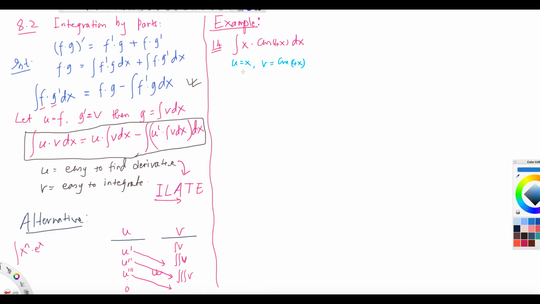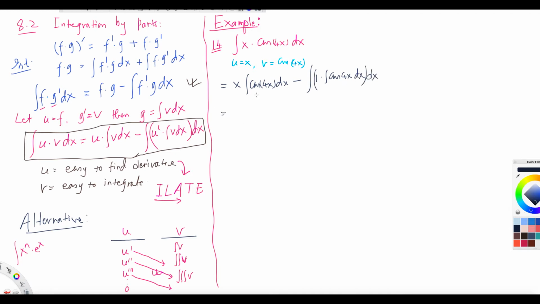The integral of u times v equals, so let me write that down. This is u, and this is v. What is the formula? u times the integral of v. So u is x, and the integral of v, cosine 4x dx, and then minus the integral of the derivative of u. What is the derivative of u? The derivative of x is 1, times the integral of cosine 4x dx, and then outside there is a dx.